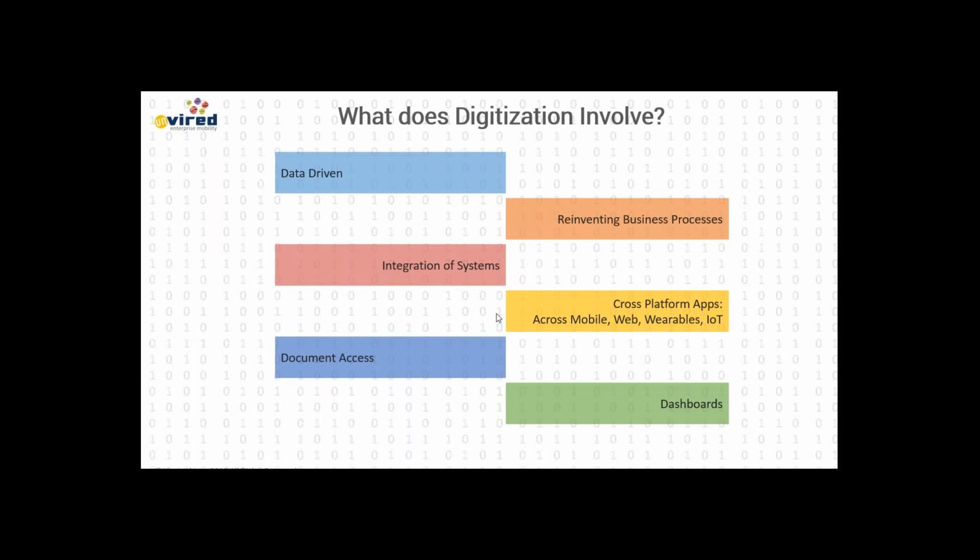So let us start with looking at what digitization really involves. Digitization starts with data. How do you manage data? How can data drive the digitization process? How can we reinvent business processes? How can the systems be integrated so that there's a seamless flow of information across systems? How can the applications that we develop be cross-platform? That is, can they be accessed on mobile, on web, or on wearable devices and IoT? How can it really be cross-platform?